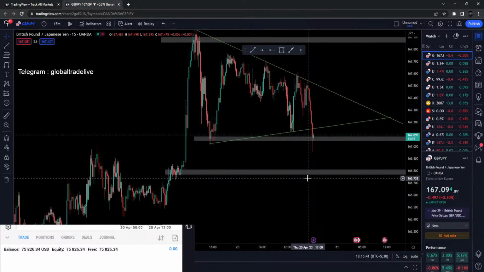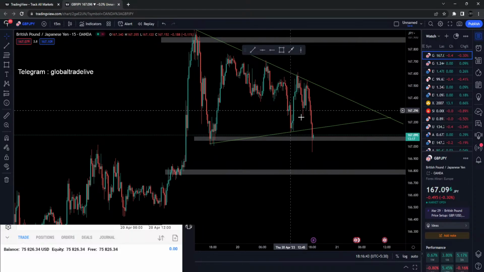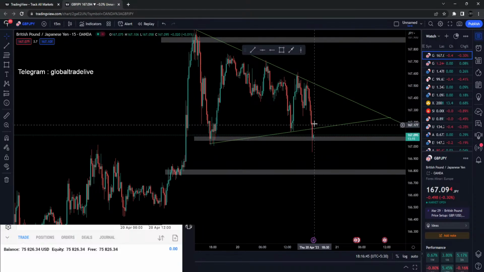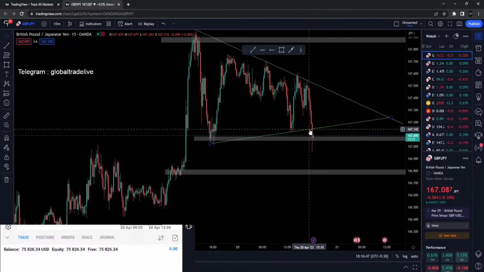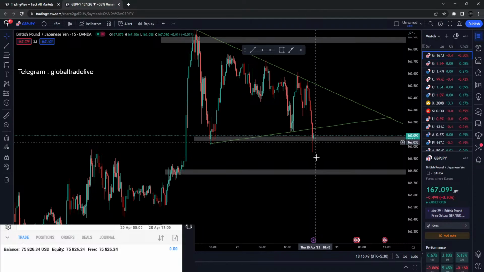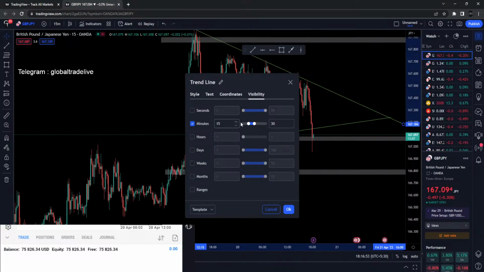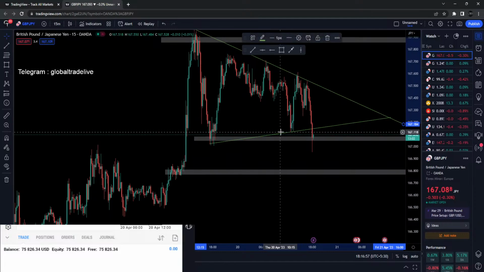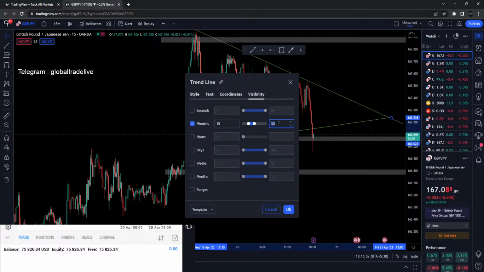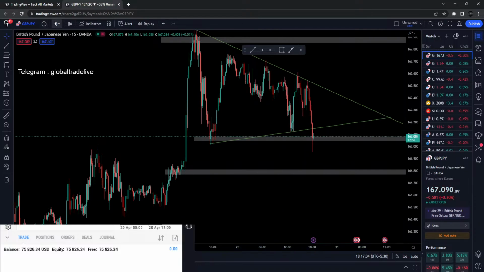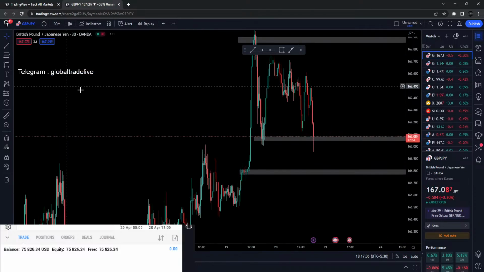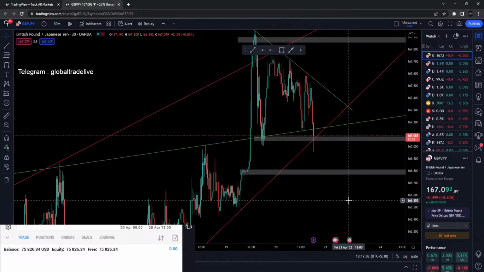So now if we talk about 15-minute time frame, then the 15-minute candle just closed below this area. Now it can possibly go down, okay? But let me just do some visibility settings first, because it's really important to analyze the charts in a proper way, otherwise you will end up just losing.